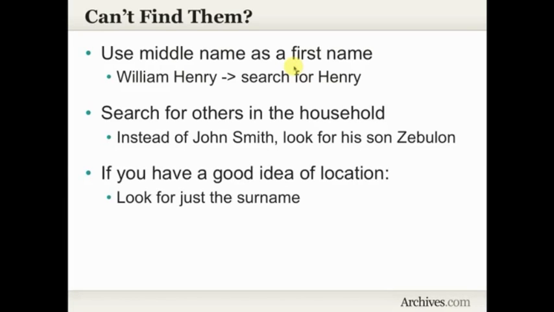If you have a good idea of location, especially if you're pretty sure of what county a family was living in a particular census year, try looking for just the surname. Now, you might not want to do the strategy if the surname is Smith or Johnson or Miller, but if the surname is at all uncommon, and by that I mean it's not something like Smith or Johnson or Jones, try looking for just the surname, but narrowing it down to that one state and that one county.